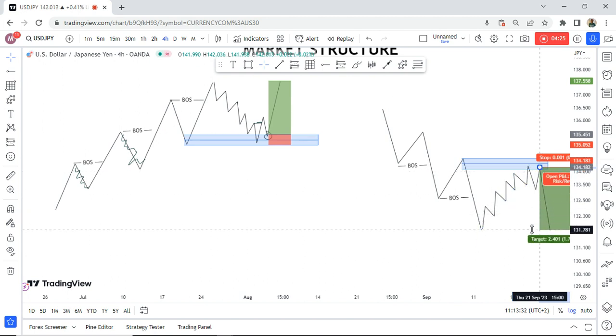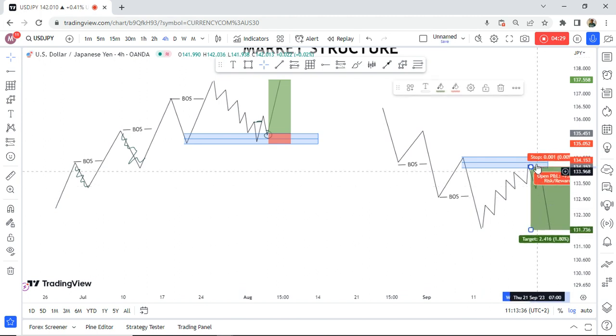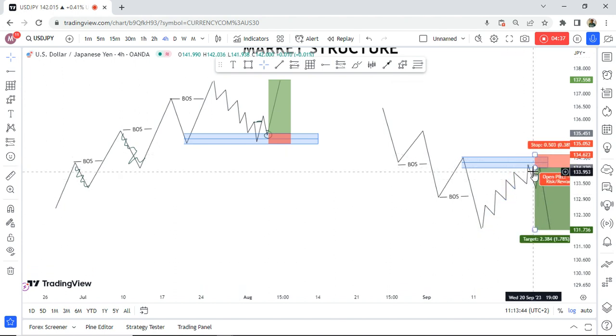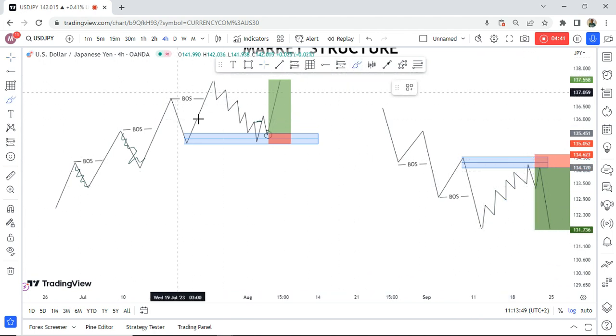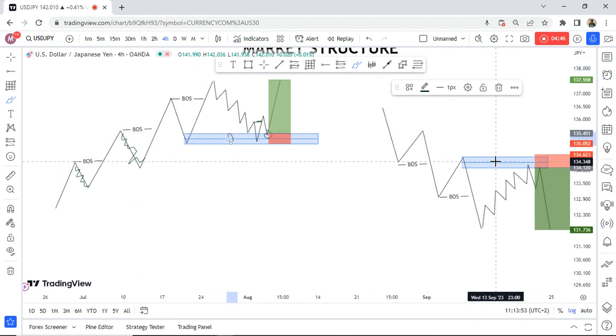And our target is going to be here. So make sure that you apply proper risk management there. Okay, here it is. Our entry is here, our take profit is here. So guys, on an uptrend we're having a demand zone, and on a downtrend we're having a supply zone or a supply area there. Our target is going to be the next low right here, guys.